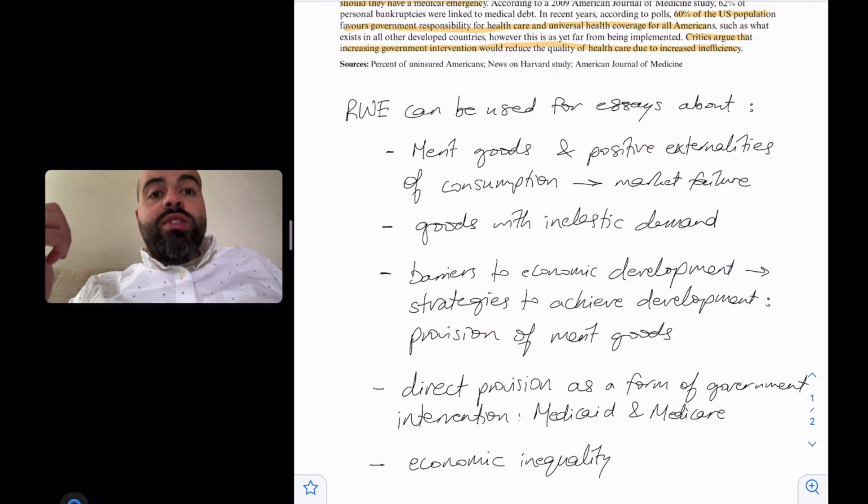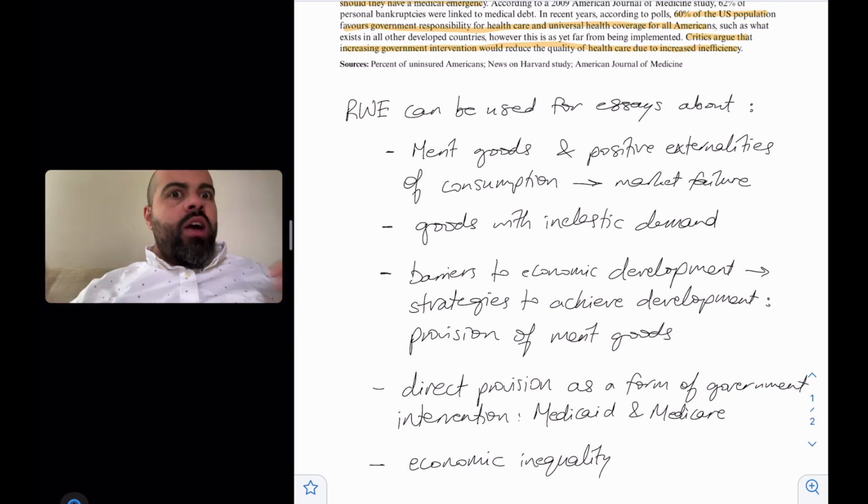You can also use it if you're writing an essay related to elasticity, talking about goods with inelastic demand. Healthcare and health insurance tend to have very inelastic demand. You can use it for essays related to economic development when you're talking about barriers to economic development. One of the strategies to achieve development is the provision of merit goods like healthcare and health insurance. So one way of achieving greater rates of development in an MEDC like the United States is to give more universal access to healthcare and health insurance.